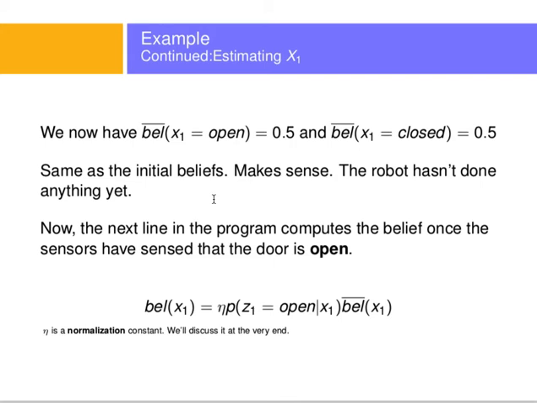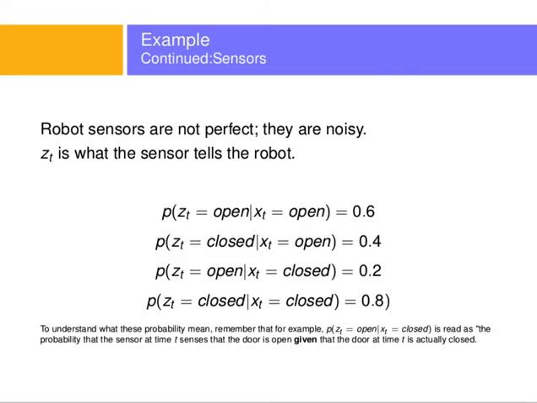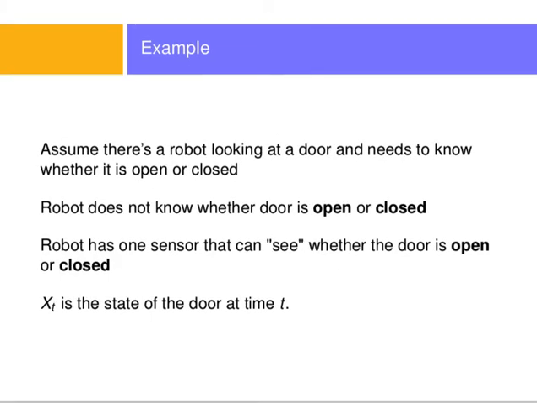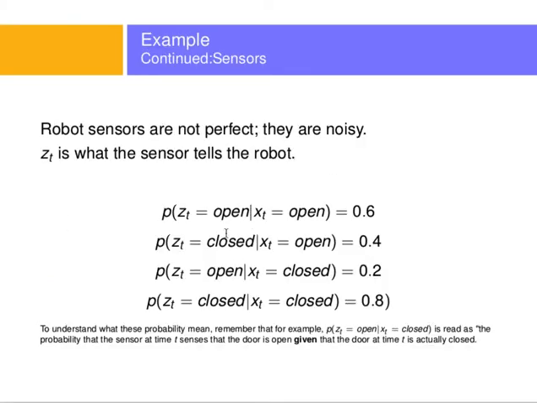Now, the next line in the program will compute the belief once the sensor has sensed that the door is open, right? Which is this last line of the algorithm. Again, remember the table you copied? It might not be a bad idea to also copy the algorithm here, and then copy the tables for the sensors. Okay, the probability that I sense something given the state of the door. So, let's continue.